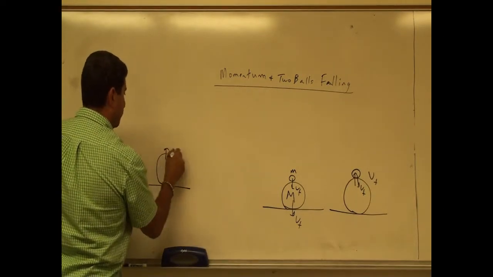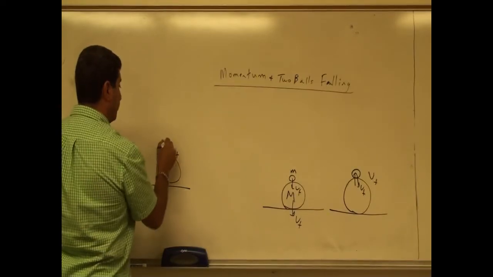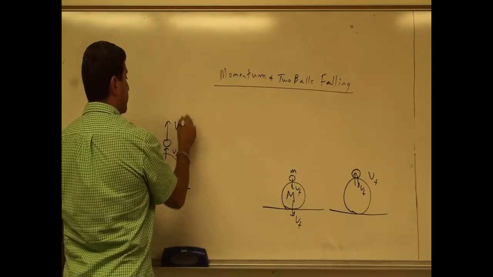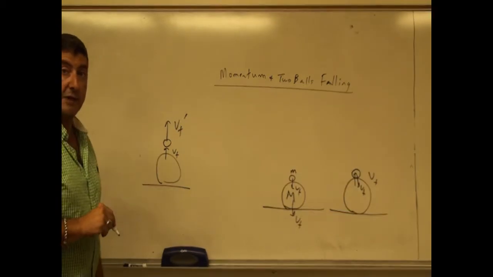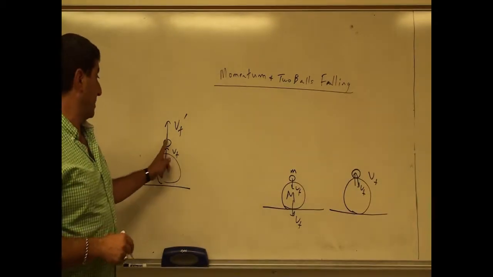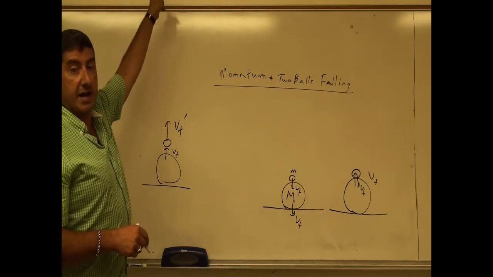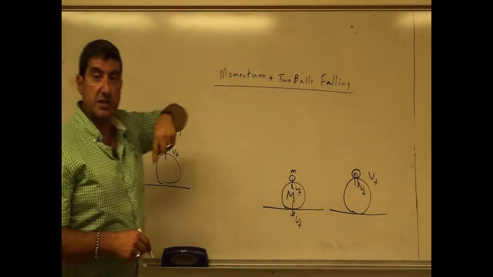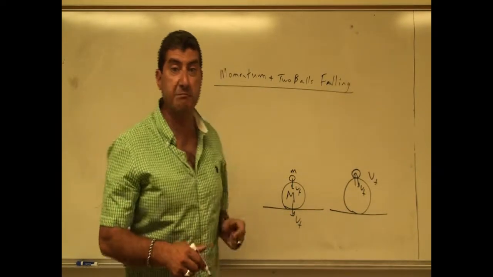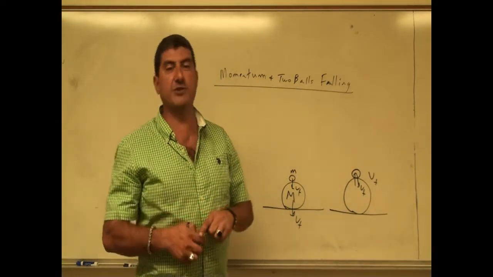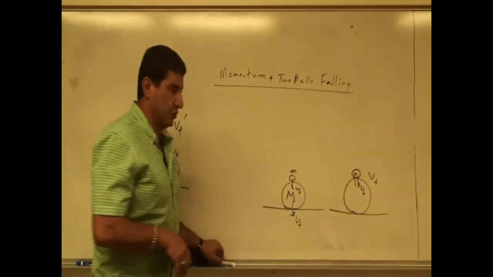The top ball is going up with a final velocity we can call V final prime, which is going to be larger than V final. And so it's going to send the small ball up to very high heights. You can send the small ball up maybe 10 meters, 15 meters. So you can have a fun lab you can do with this.